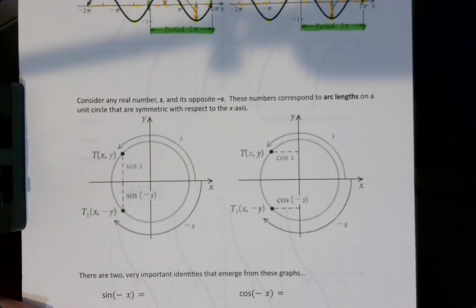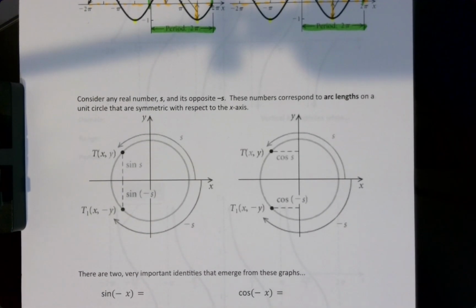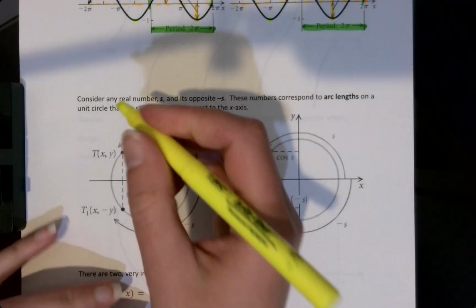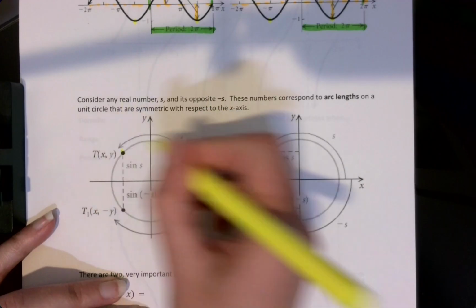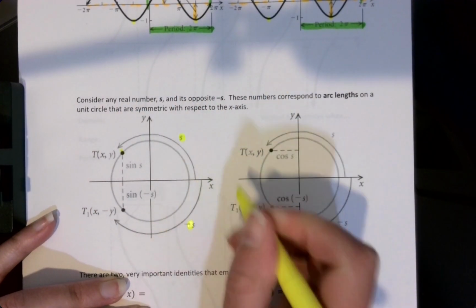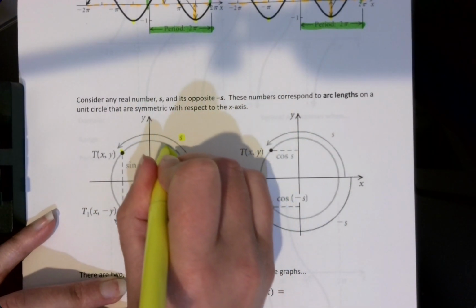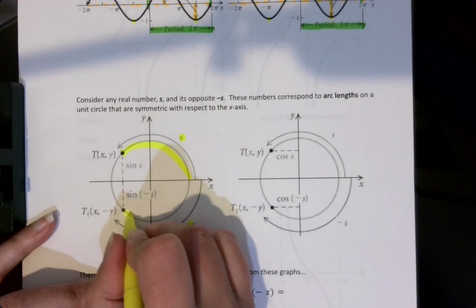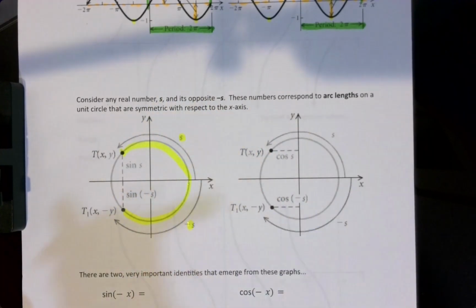Consider any real number s and its opposite, -s. These numbers correspond to arc lengths in a unit circle that are symmetric with respect to the x-axis. So we've got the angle s here and -s. So that corresponds with the arc length s or -s.